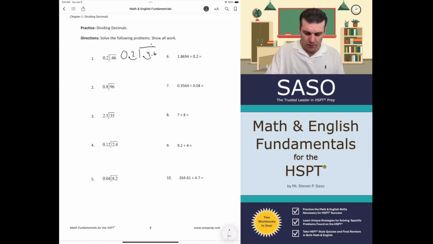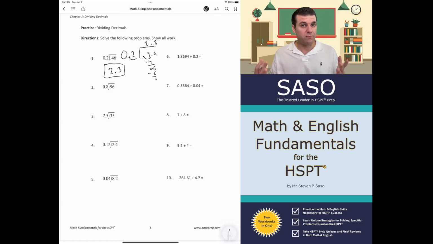So 2 goes into 4 2 times evenly. 4 minus 4 is 0. Let's bring down the 6. And 2 goes into 6 3 times evenly. 2 times 3 is 6. So there we go, 2.3. So pretty easy as long as you're moving the decimal correctly before you begin your division.